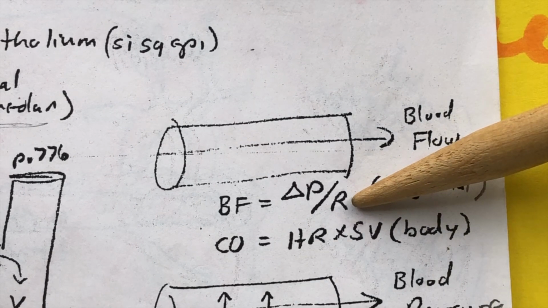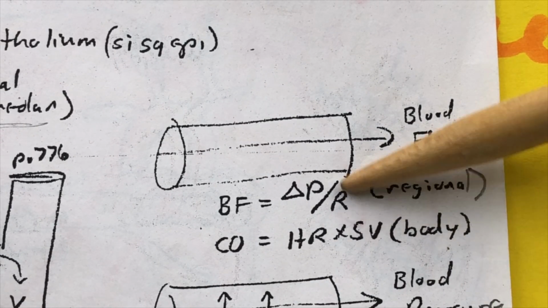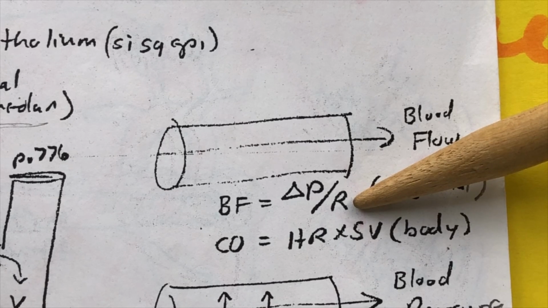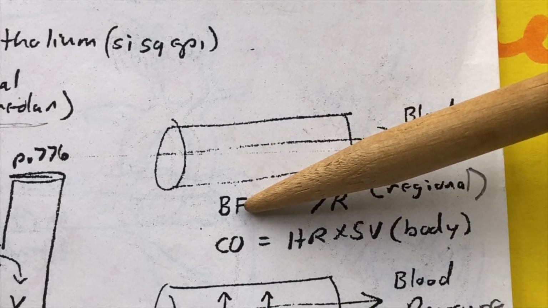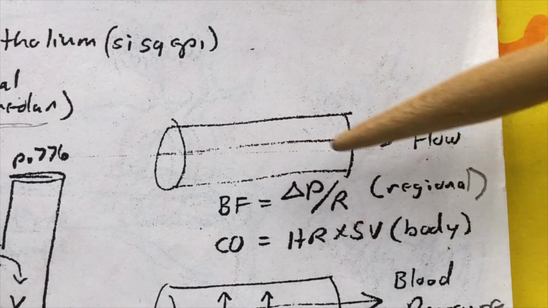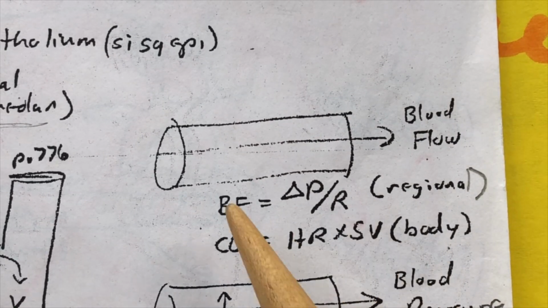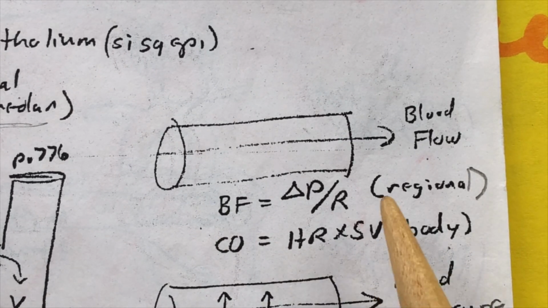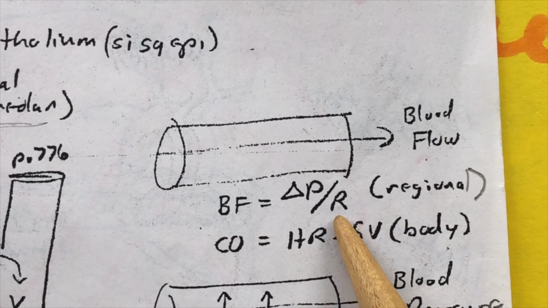Another idea is resistance right here. Well, in an equation like this, if the denominator gets larger, it makes the value smaller. So the greater the resistance, the less the blood flow. The less the resistance, the greater the blood flow. And that makes sense. If something is trying to prevent blood flow, if that gets larger, the blood flow becomes less.